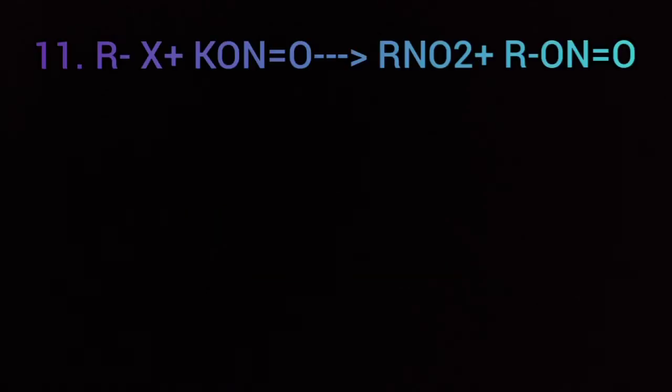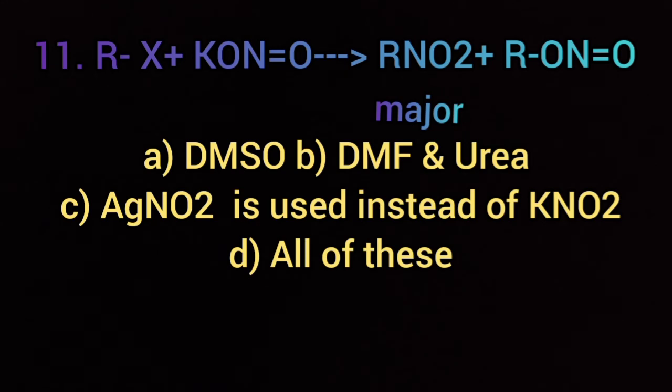Question number 11. RX with potassium nitrite. When alkyl halide is treated with potassium nitrite, it gives nitroalkane and alkyl nitrite. To make nitroalkane the major product, dash is used. Option A DMSO, option B DMF with urea, option C silver nitrite, D all of these. To make nitroalkane the major product, you can use DMSO or DMF with urea. If you replace potassium nitrite with silver nitrite, then nitroalkane will be the major product.